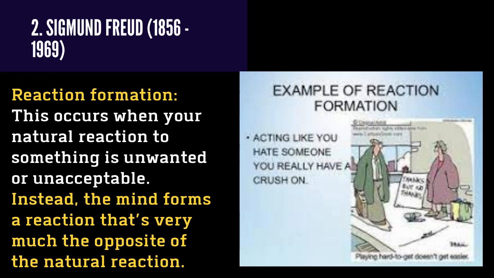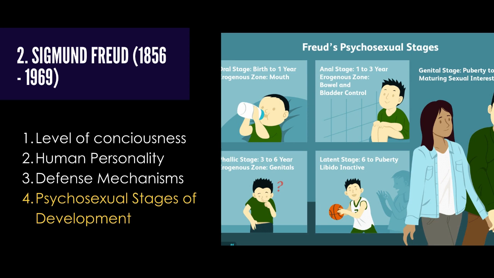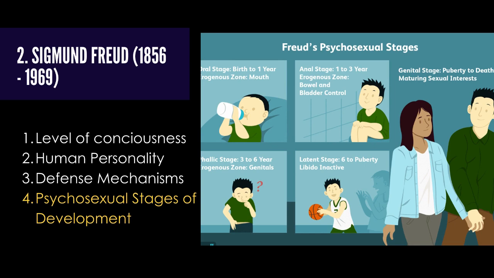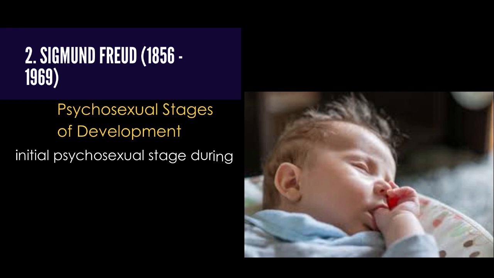The five psychosexual stages of development. Finally, one of the most enduring concepts associated with Freud is his psychosexual stages. Freud proposed that children develop in five distinct stages, each focused on a different source of pleasure. First stage, oral, birth to 1 year. The child seeks pleasure from the mouth, for example, sucking. Initial psychosexual stage, during which the developing infant's main concerns are with oral gratification.